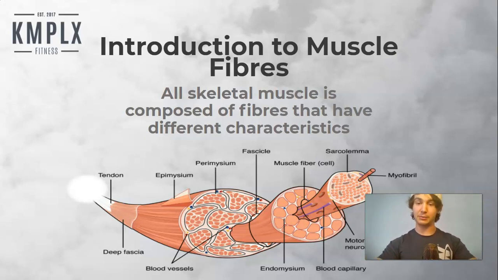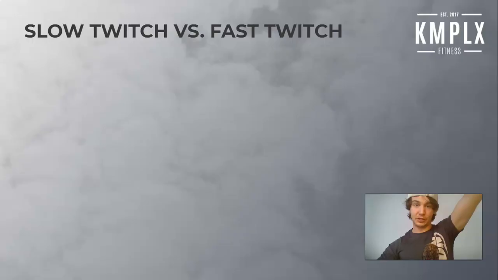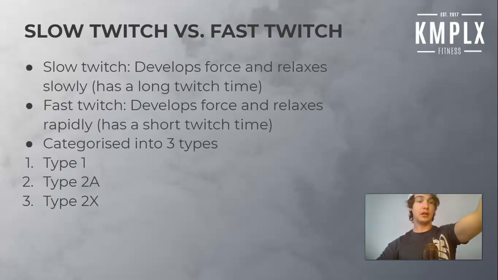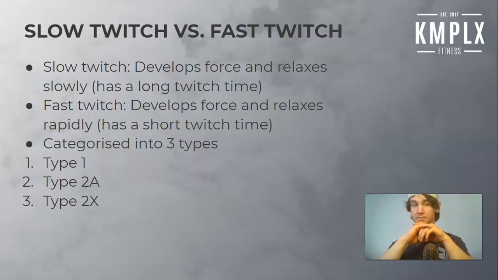I don't think there's much more of a need to jump into things like that. I'm going to just move on now to the more simple and easy to comprehend stuff. So as we move on, we're going to look at slow twitch versus fast twitch. Your slow twitch muscles develop force and relax slowly, so they have a long twitch time. Your fast twitch develops force and relaxes rapidly, has a short twitch time. They're the basic differences. These can be categorized into three types: type 1, type 2A, and type 2X.